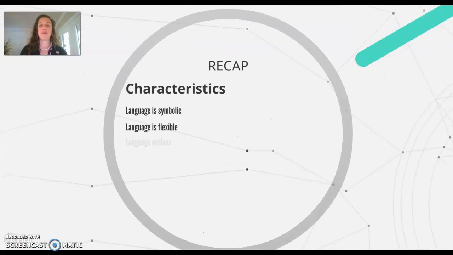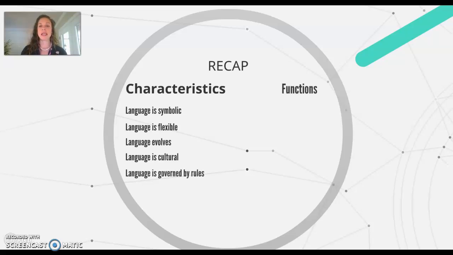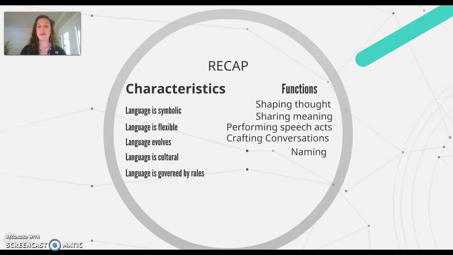So, a little recap, these are our different characteristics. Language is symbolic, it's flexible, it evolves, it's cultural, it's governed by rules. And then the functions: shape thought, share meaning, perform speech acts, craft conversations. We use it for naming, like the jackfruit example, and managing relationships.